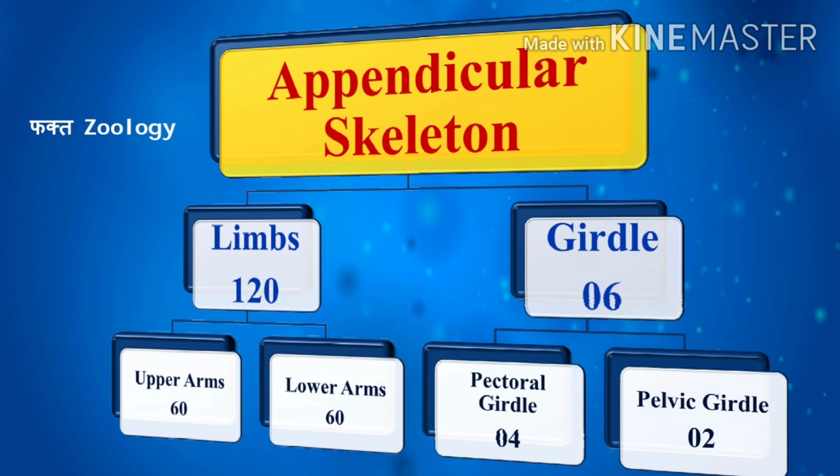First are the limbs. The limbs contain 120 bones, and these 120 bones are divided into the upper arms and the lower arms, and these two arms contain 60 bones. Then the second part is the girdles. The girdle is divided into two types. The first is the pectoral girdle, and this pectoral girdle is attached to the upper arm, and the second is the pelvic girdle, and this is attached to the lower arm.